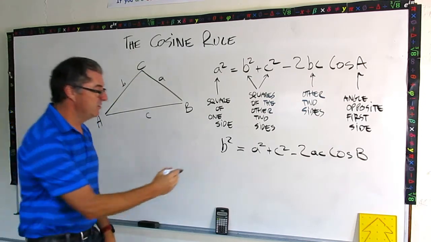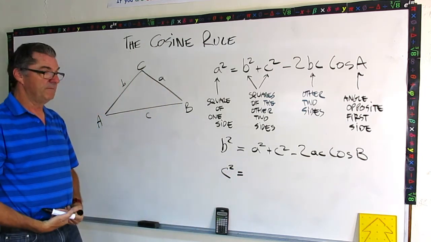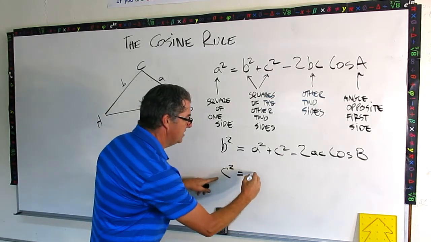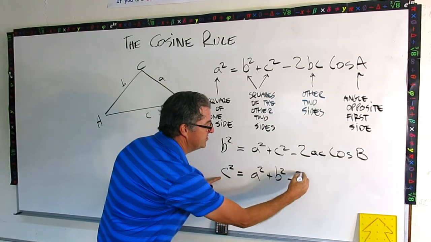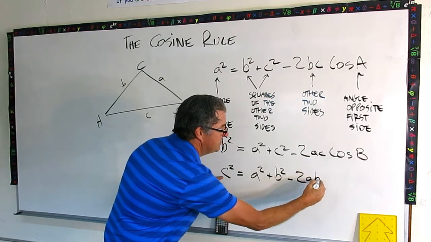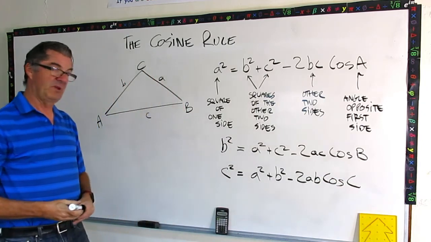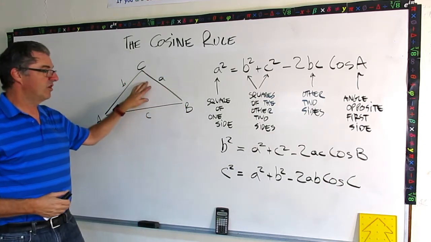Now I want you to pause the video again and do it for c squared. What is that going to equal? That's just going to be the two remaining sides. So it's going to be a squared plus b squared minus 2 times a times b times cosine of C. Okay? So there's three ways you can write this formula on the triangle.